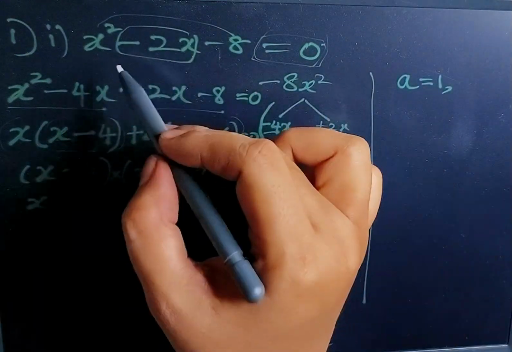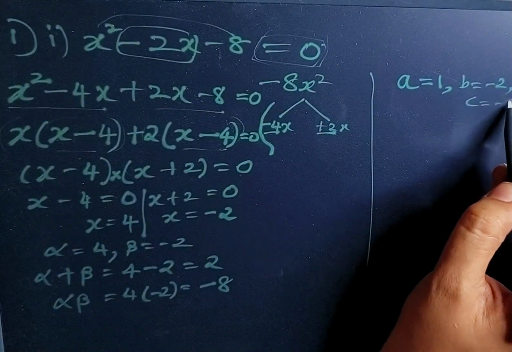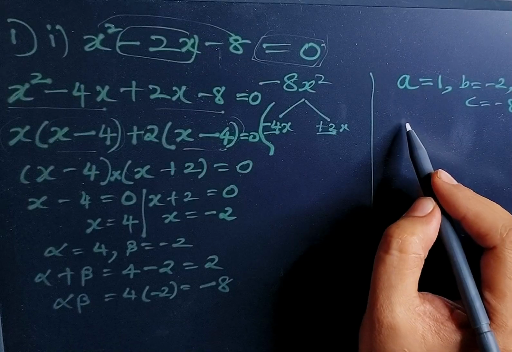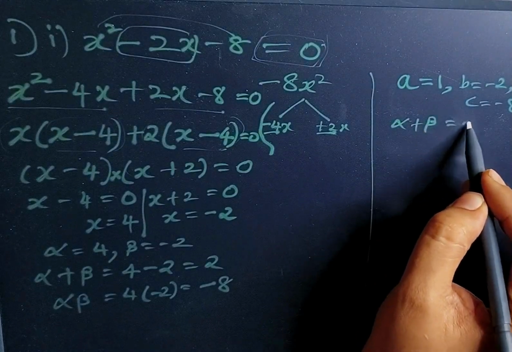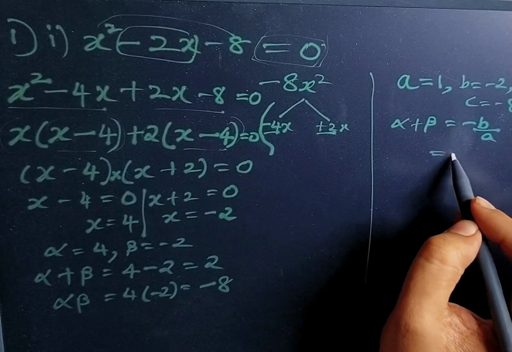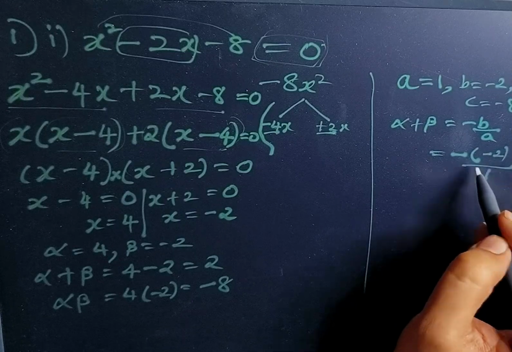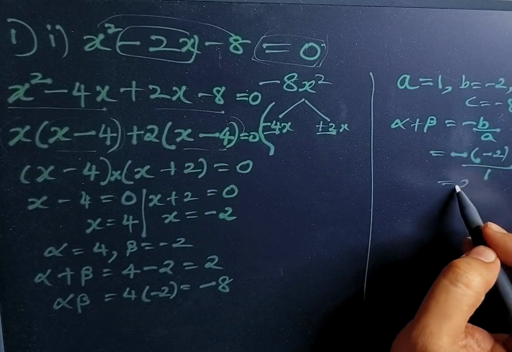Coefficient of x is minus 2, so b is minus 2. Constant is minus 8, so c is equal to minus 8. We have the formula for sum and product. So alpha plus beta is equal to minus b by a. This minus is already in the formula. So minus of, already we have minus 2 for b, by 1. Minus into minus plus, 2 by 1 is 2.